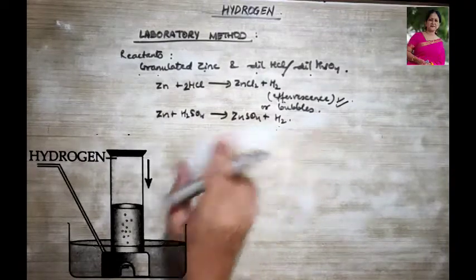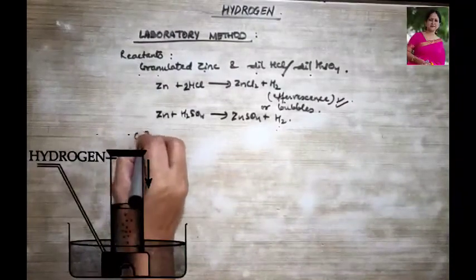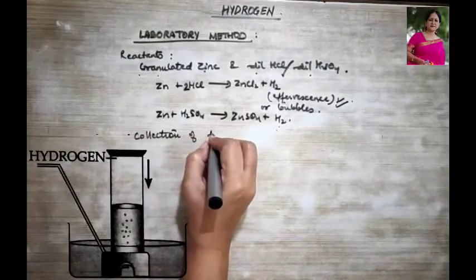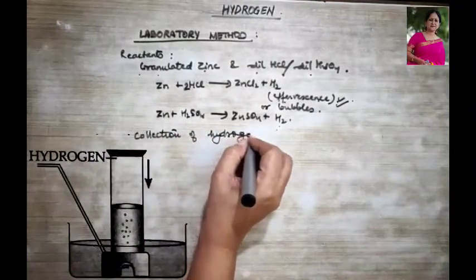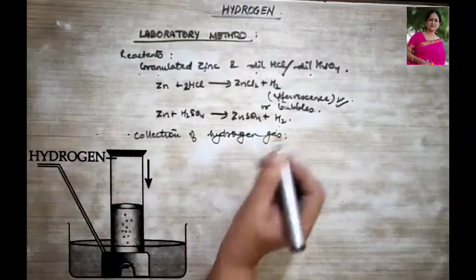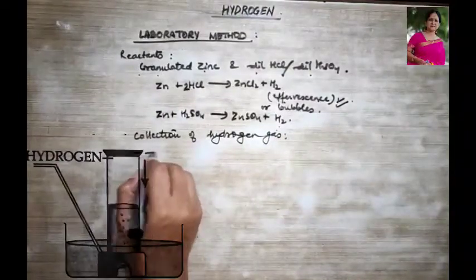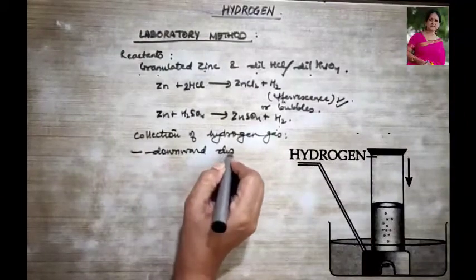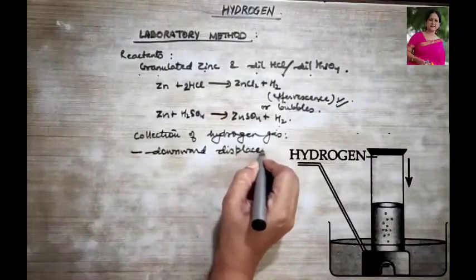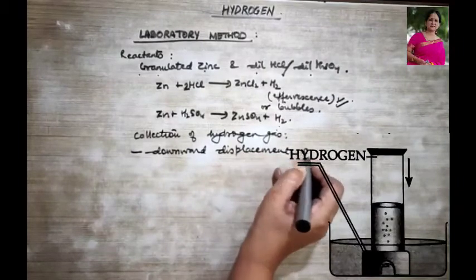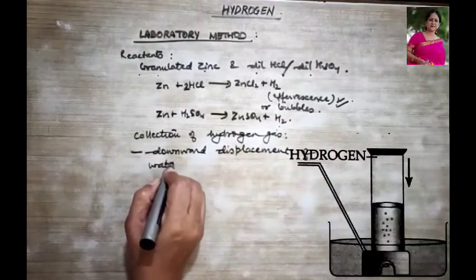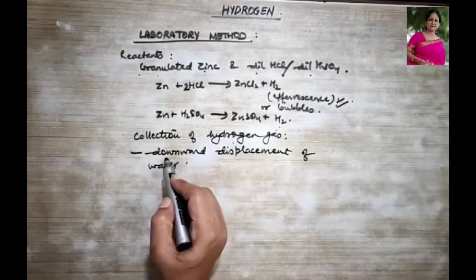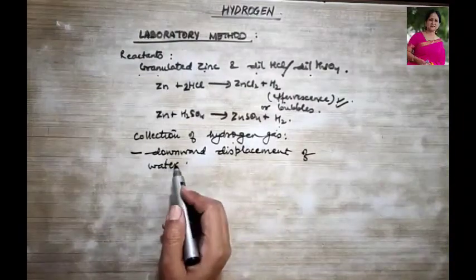Now further, how do we collect this gas? Collection of hydrogen gas. So this is always collected by the downward displacement of water. Now, why are they collected? Why is hydrogen gas collected by the downward displacement of water?